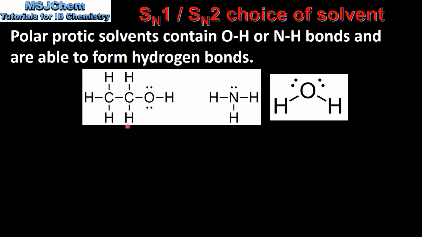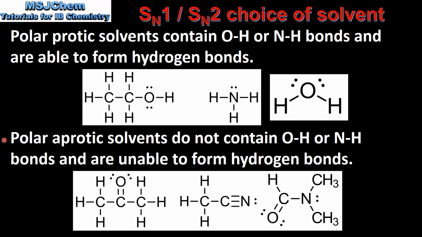So here we have some examples. We have ethanol on the left, ammonia in the middle, and water on the right. Each of these molecules contains either oxygen to hydrogen or nitrogen to hydrogen bonds. Therefore, each molecule is able to participate in hydrogen bonding.